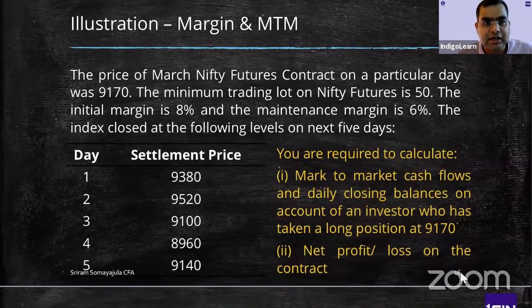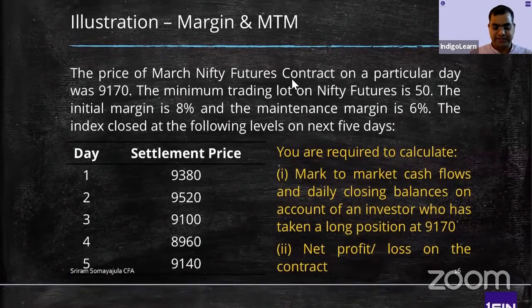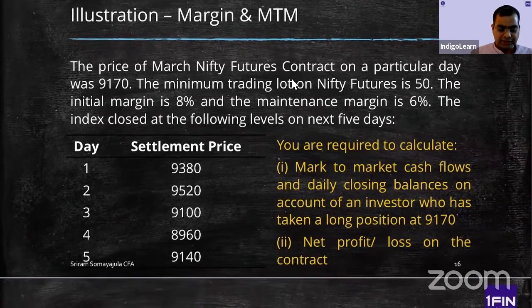Thanks. I'm moving forward. So we'll understand this whole margin business by taking this example. The price of March Nifty futures contracts on a particular day was 9170.